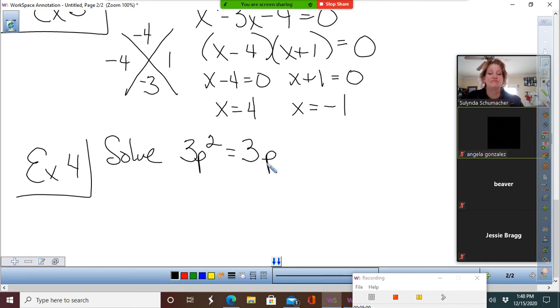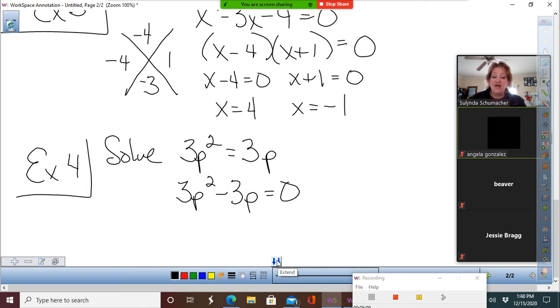All right, so the very first thing you have to do is set this equal to 0. So I have to subtract the 3p over. I have 3p squared minus 3p equals 0. Now I have to factor.